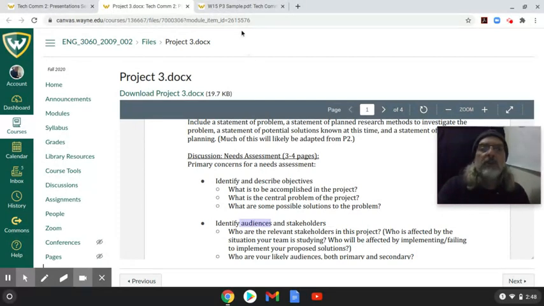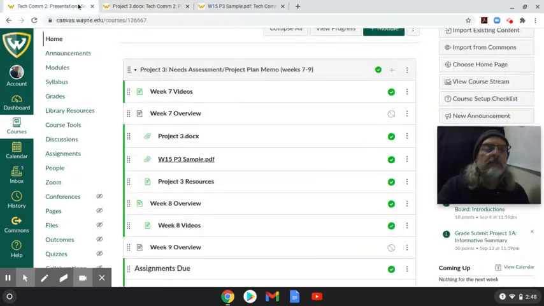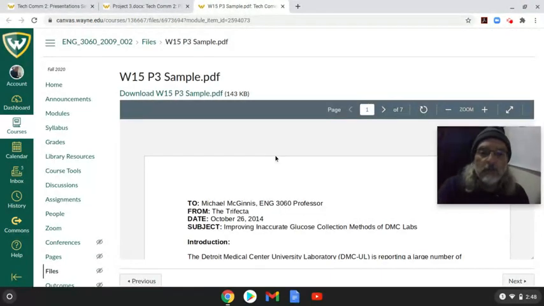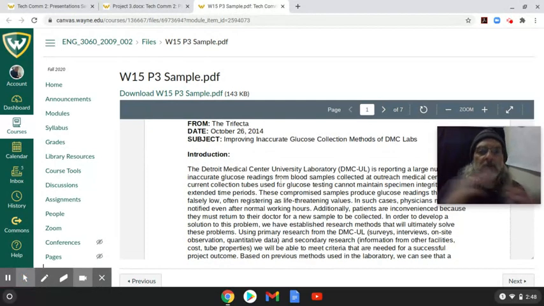What I want to draw your attention to is what I posted right up here, W15P3 sample.pdf. This is a really good example, and I know I've said this before. Part of my encouragement for this video is for you to think about how this is structured. That might help us think about how we're going to write it. What does it look like? I'm a visual learner. I like to see what things look like, and how it's supposed to sound, in a way.